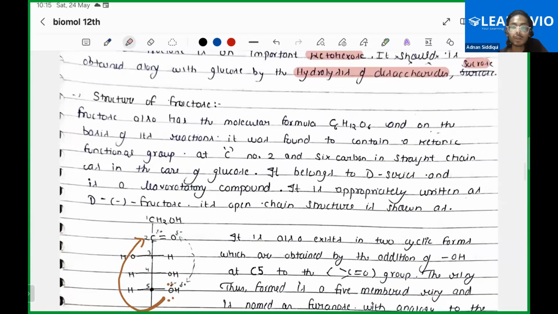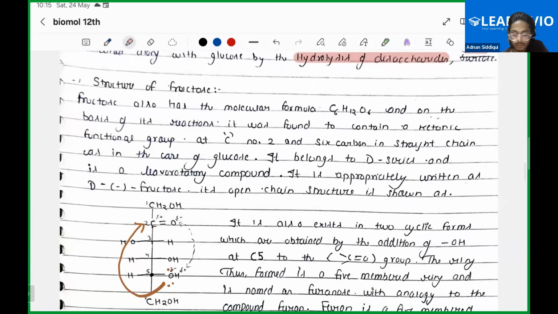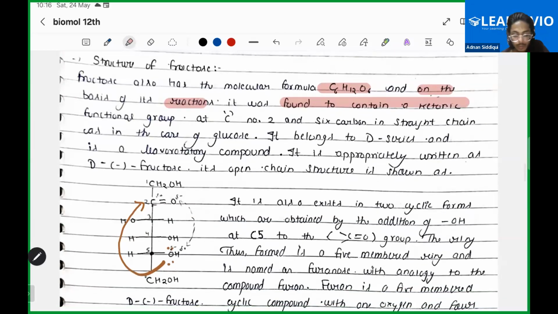Now let us talk about the structure of fructose. Fructose has the same molecular formula, and on the basis of its reactions, it was found it contains a ketonic group, and the ketonic group is at carbon number 2, right? It belongs to the D series.